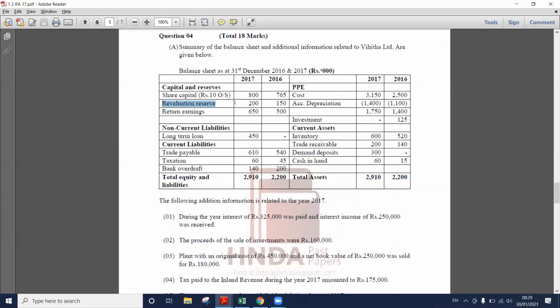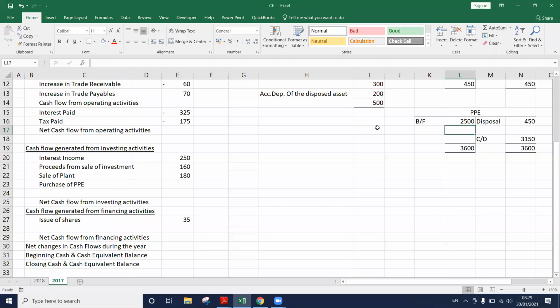කොහාට debit වෙලාද මේ revaluation reserve එකට මේ 50ක් credit වෙලා තියෙන්නේ? credit වෙච්ච නිසානේ මෙයා 150 ඉඳන් 200ට වැඩි උනේ. So where it has been debited? It has been debited to PPE. මෙතෙන්ටයි ඔය 50 debit වෙලා ඇත්තේ. This is the revaluation. That is the revaluation amount.